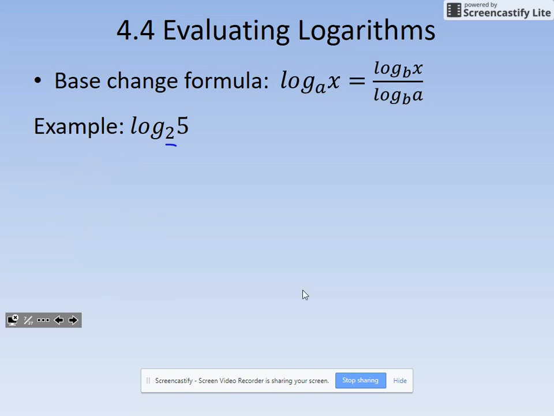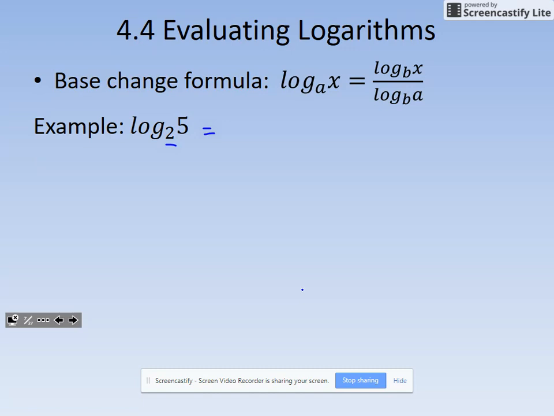In this problem here, we have base 2. We could have any base. So the base change formula allows us to change to a base that we have. Most of the time, of course, we'd like to pick base 10 or the natural log. So let me give you an example of how we can find the log of this.